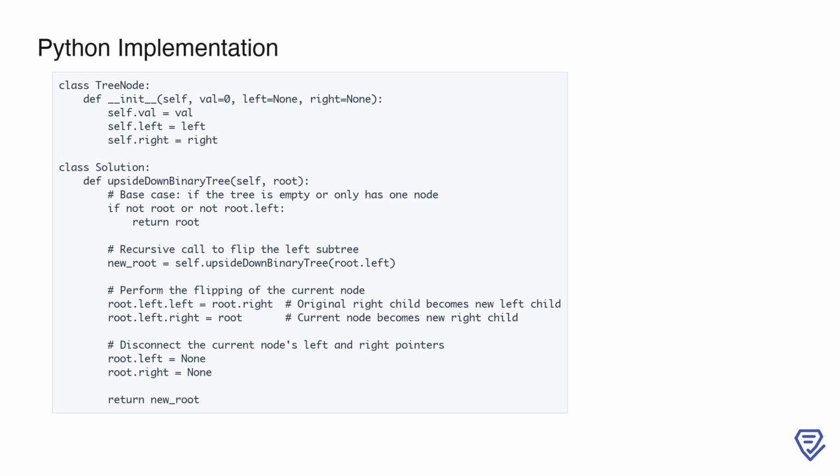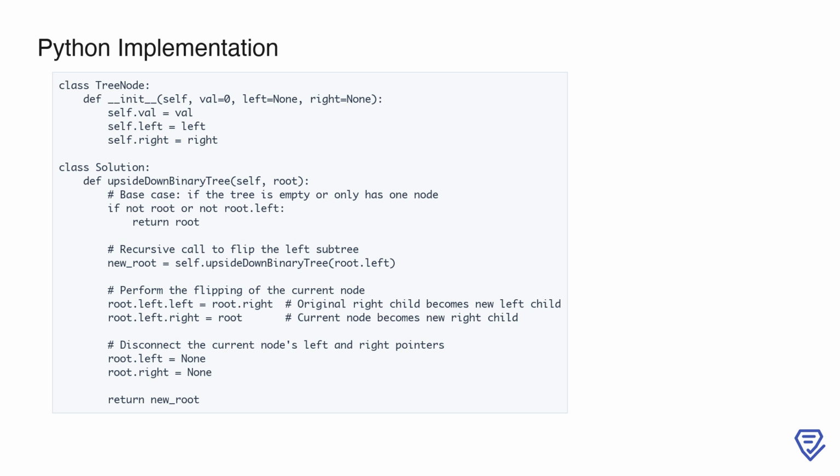The base case checks if the root is none or if it has no left child, indicating it's the leftmost node. If so, the function simply returns the root as the new root of the flip tree. The recursive call self.upside-down binary tree, root.left, flips the subtree rooted at the current node's left child.